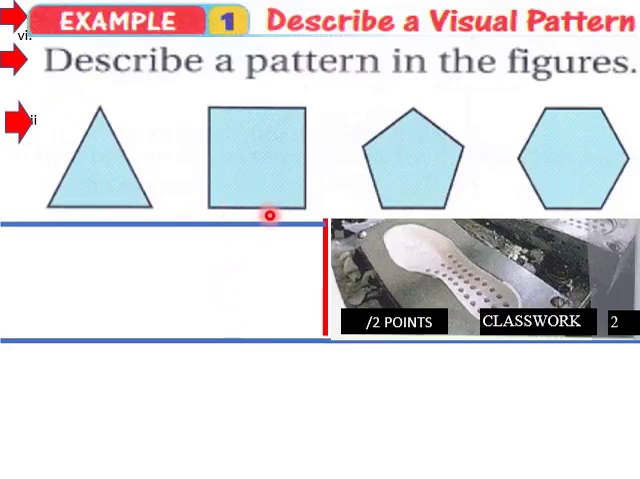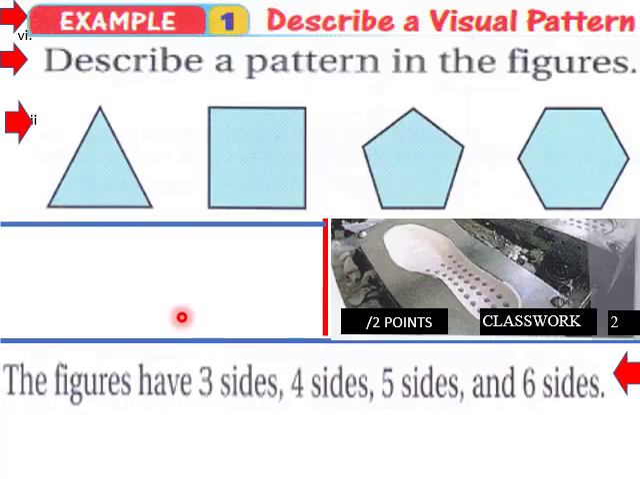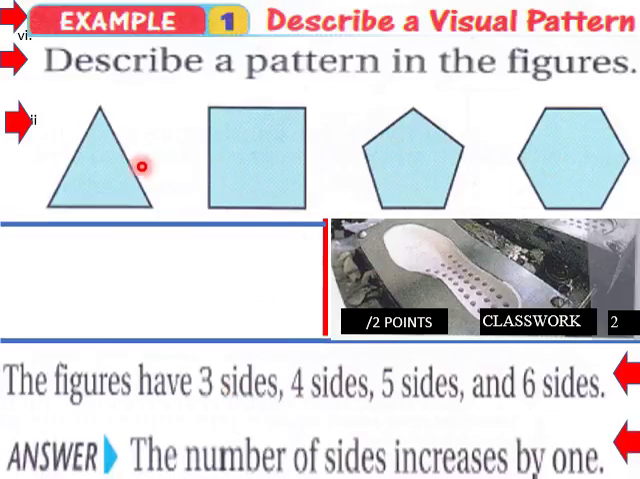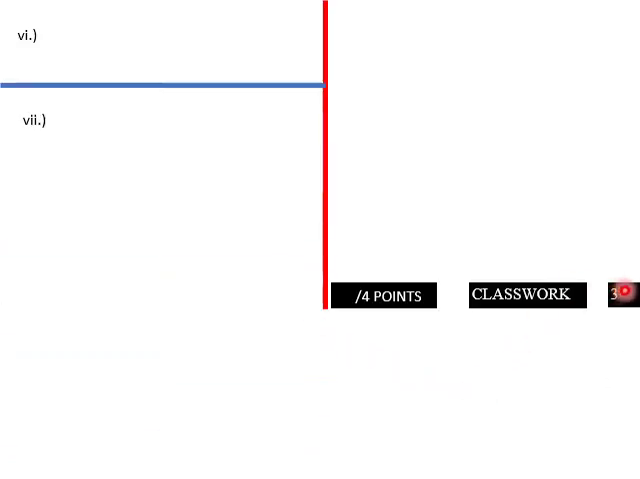So we have these figures here. What kind of pattern have we got going on here? The figures have 3 sides, 4 sides, 5 sides, and 6 sides. Answer, the number of sides increased by 1, so every figure to the right you increase by 1. And then the next one here would be what? Classwork, page 3.